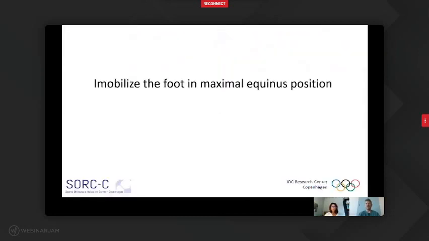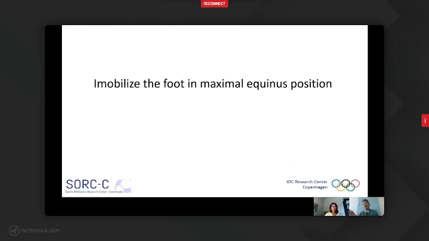That's a good question as well. I believe that the most important thing is to immobilize the foot in maximal equinus position. If I had a rupture, my foot should be put in maximal equinus position right away, and then it should be kept there until I was able to scan it and evaluate how far the tendons had pulled from each other. So in the acute setting, I think it's putting the foot in maximal equinus position, not walking on it.